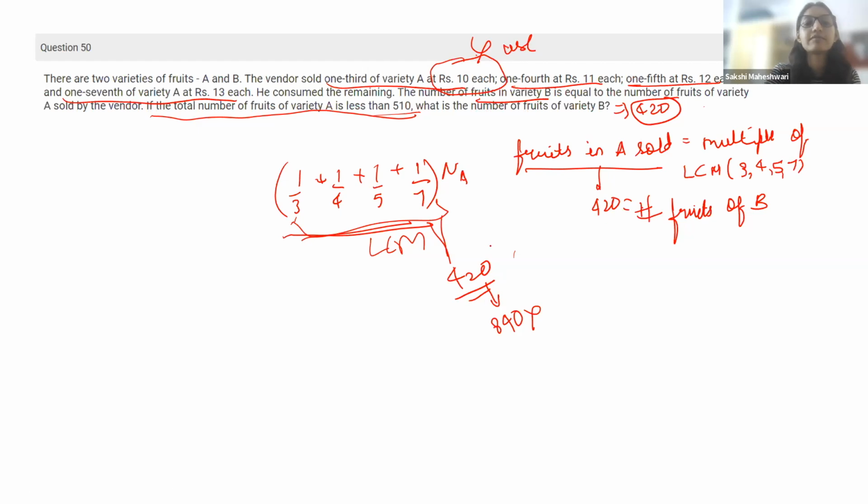The number of fruits sold has to be 420, and then he can consume a maximum of 510 minus 420, but that is also irrelevant. Now, the number of fruits in variety B is equal to the fruits sold of variety A. So that is 420. This is how we have arrived. Okay. Is this fine? Pratik, is this fine with you? Yeah. Okay. Let's move then.